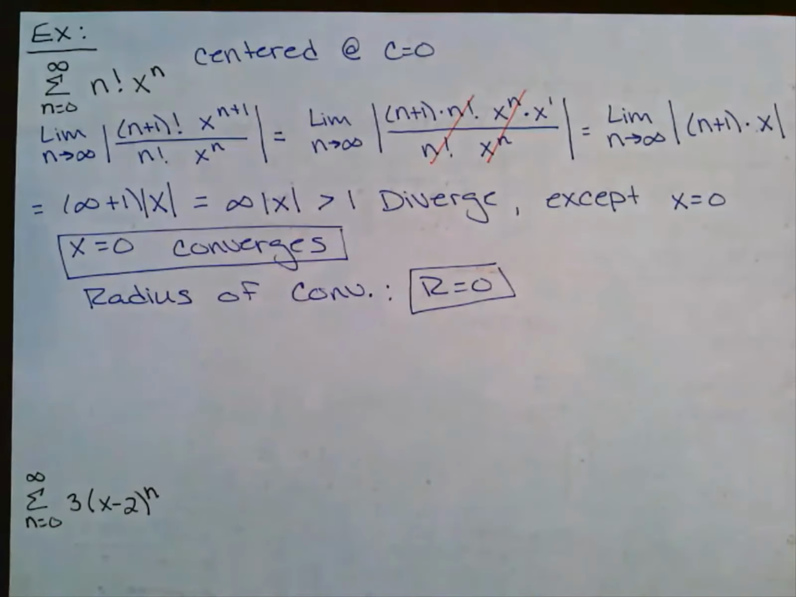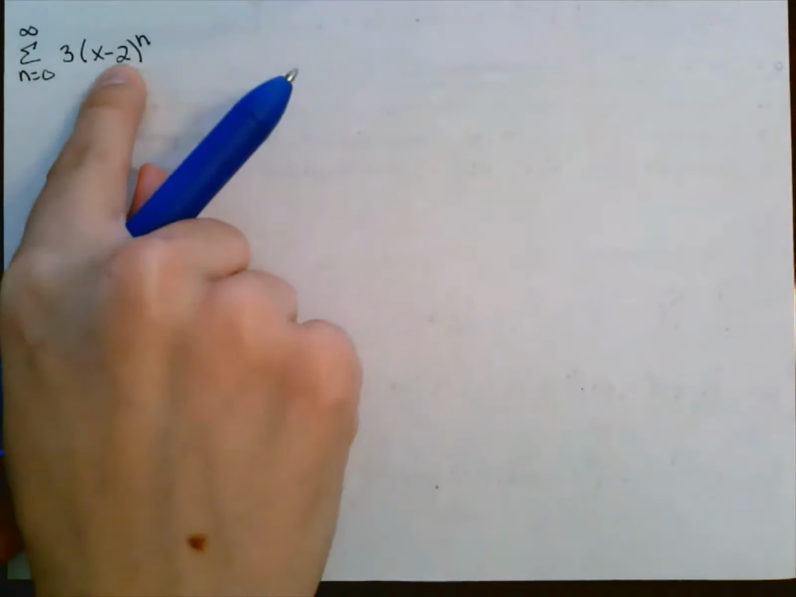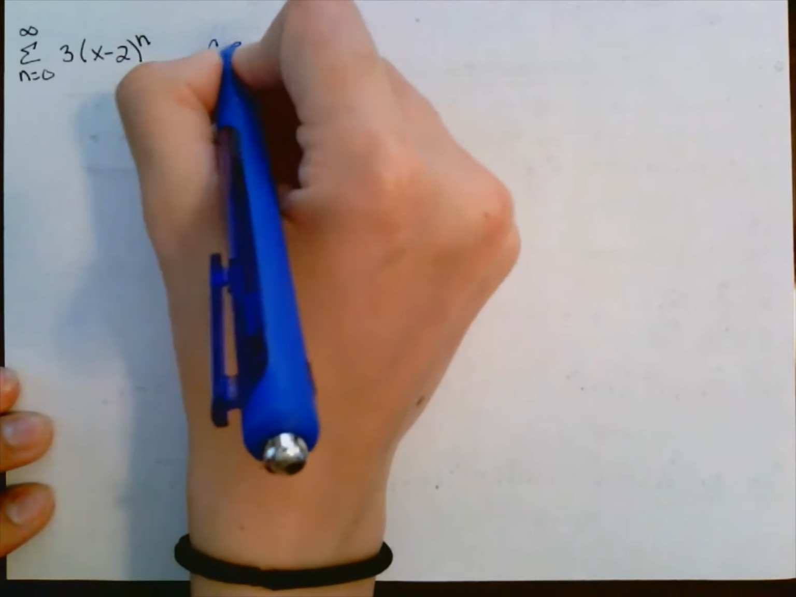Okay, let's take a look at the next one. This next question reads the infinite series of 3 times x minus 2 raised to the n. Automatically, I see the x and the n. There's two variables. I know it's a power series. I see the x minus 2. I know that I am centered at 2.